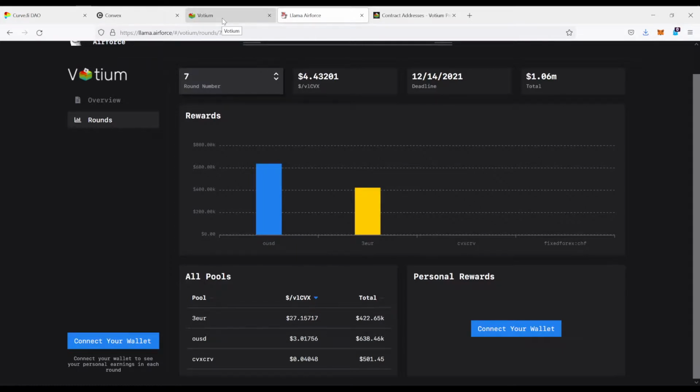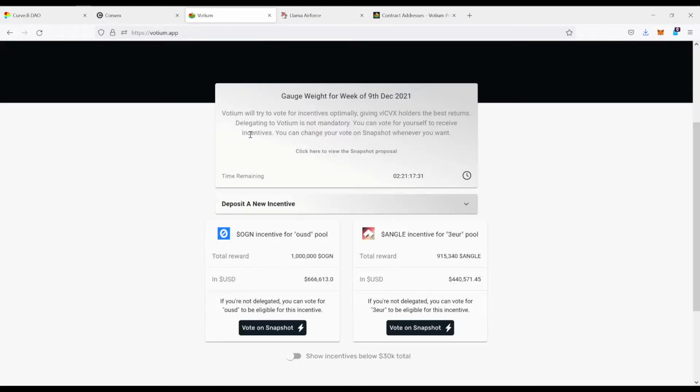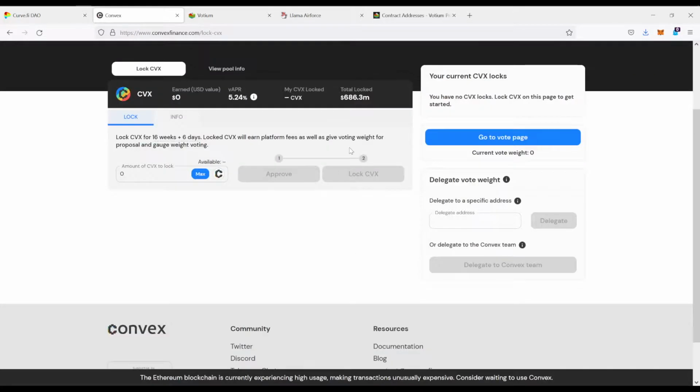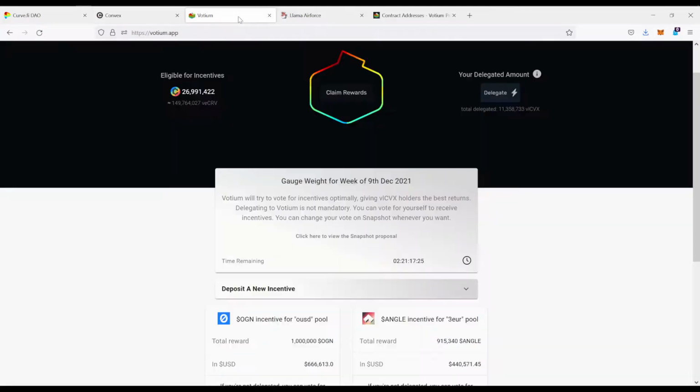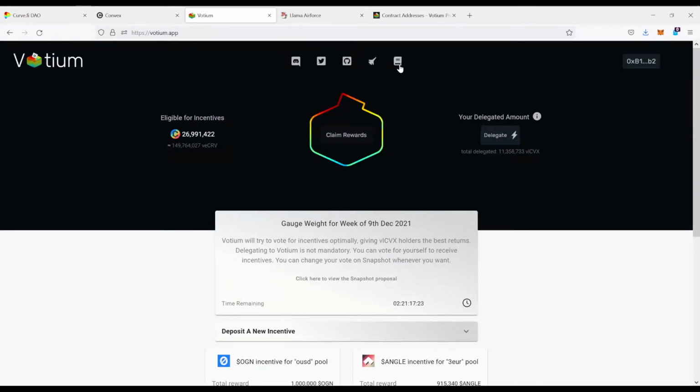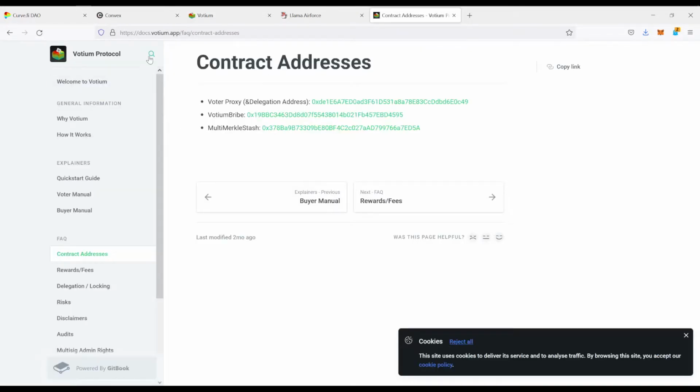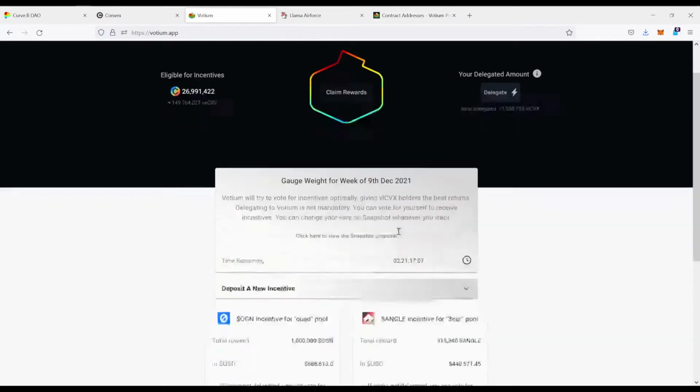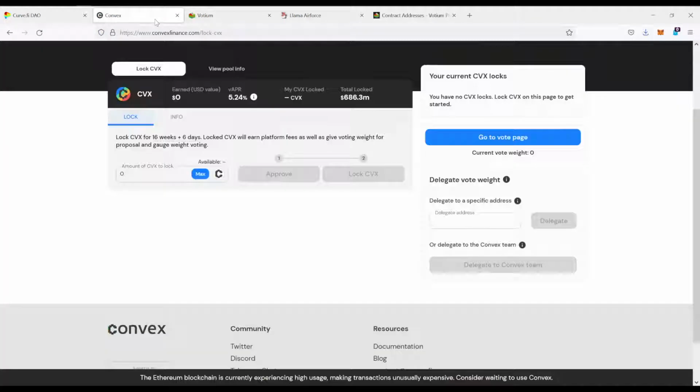Now, the last thing we should touch on most probably is how to delegate your voting power to Votium, right? This is fairly simple. If you come to Votium and you come over here to the docs, yeah, then you come here and you just search for address. And then you will see here, vote proxy delegation address. So this address right here. So all you have to do is copy this address, come over here to Votium, come over here to Convex and put the delegation address in here. Then you press delegate to confirm.